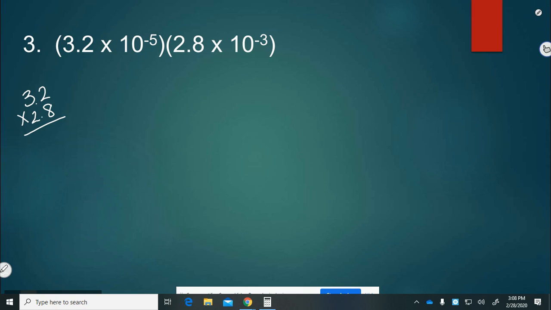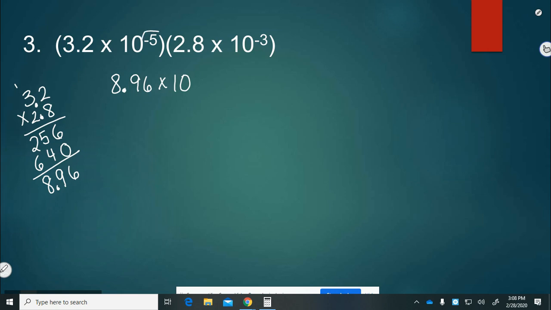So we recall our multiplication rules. 8 times 2 is 16. 3 times 8 is 24 plus 1 more is 25. Then we bring down our 0. 2 times 2 is 4. 2 times 3 is 6. Add those up. We get 896, but since we have two numbers behind decimals, it's 8.96. So we have 8.96 times 10 to some power. Adding my exponents, we get negative 8.